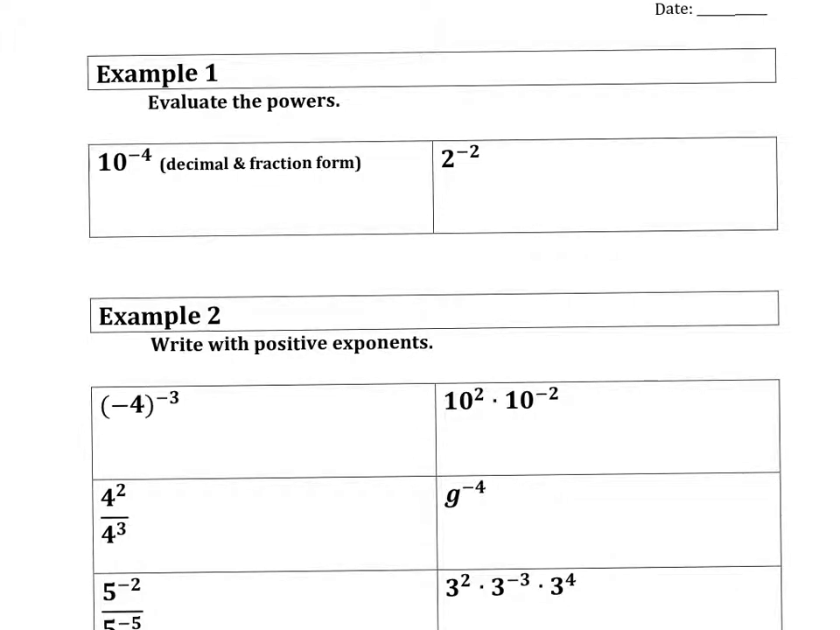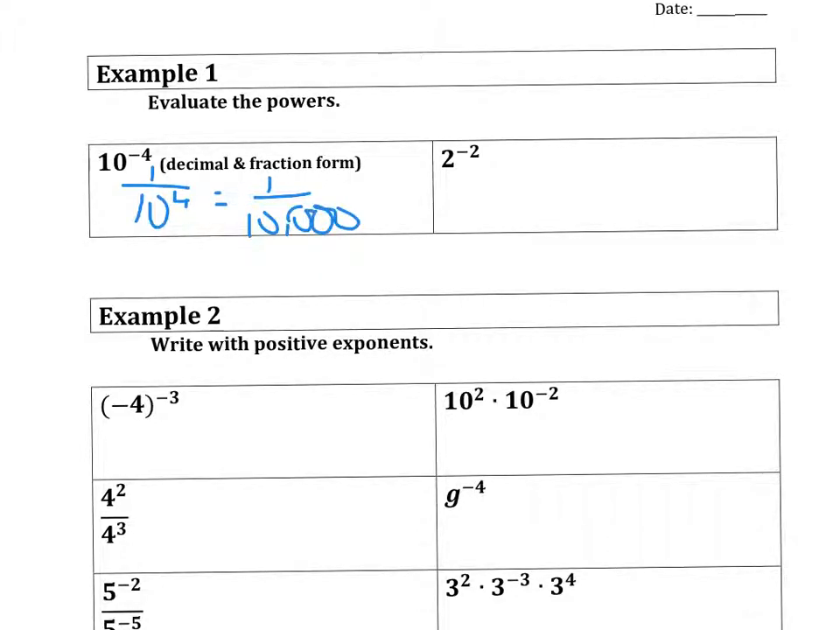We have 10 to the negative 4th. If written as a fraction, it would be 1 over 10 to the fourth. And 10 to the fourth power is 10 times 10, which is 100, times 10 again, which is 1,000, times 10 again, which is 10,000. So this is 1/10,000th, 1 followed by 4 zeros.